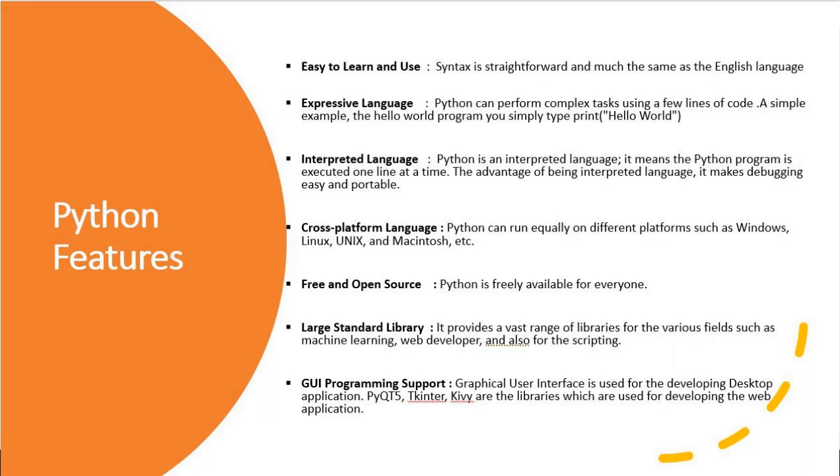And it is an interpreted language. Interpreted languages are comparatively slow compared to compiled languages. But Python is an interpreted language, and that is one of the features of Python, known as an interpreted language.